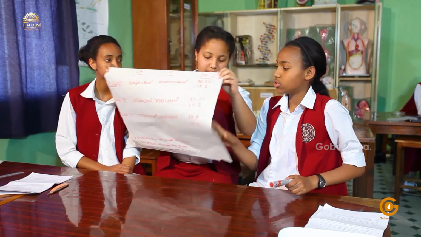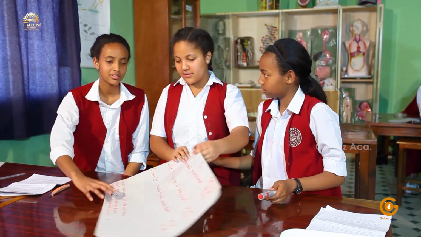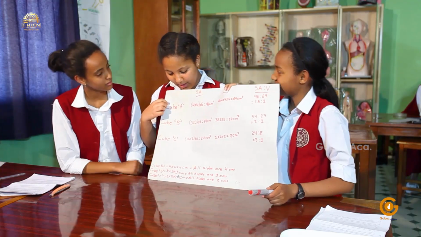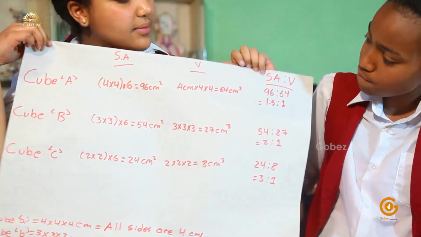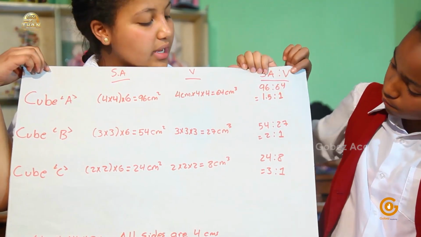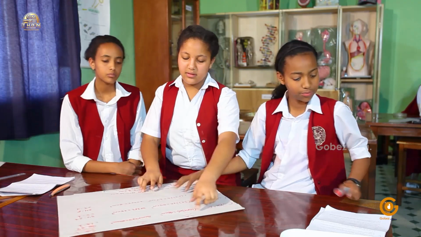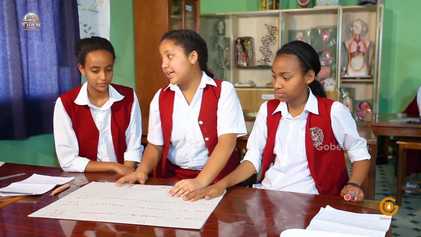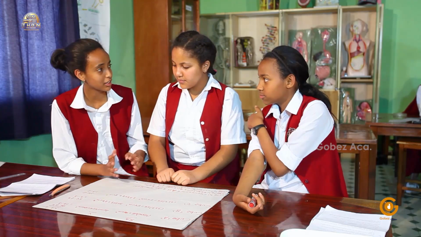Yes. So, do you see any pattern here? Yes. As the size of the cube decreases, the surface area to volume ratio increases. I can also see that. Yes. This one decreases, but this one increases. Okay. So this is a simple arithmetic case scenario here. Why are we doing this in biology class?